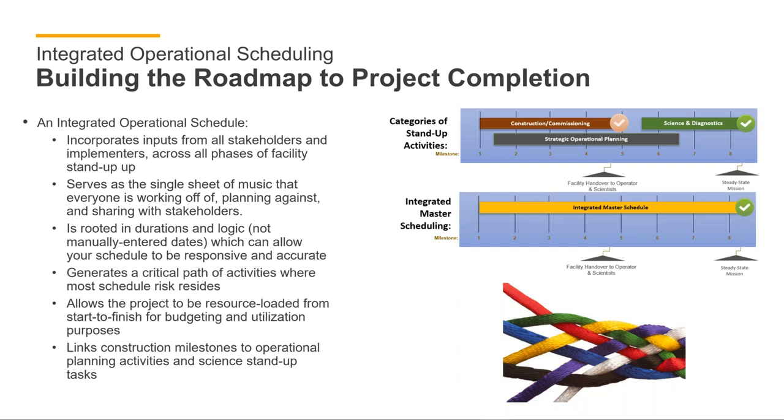An integrated operations schedule, like all schedules, creates a critical path of activities. That critical path is the sequence of activities that determines the overall project duration and the calculated start and end dates of a project. It's the longest path through your project.